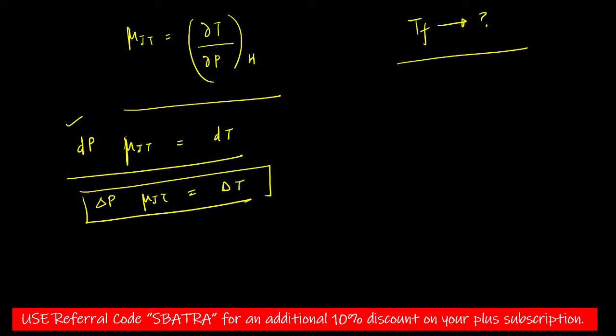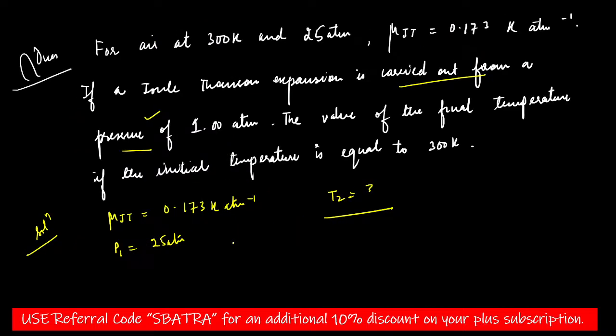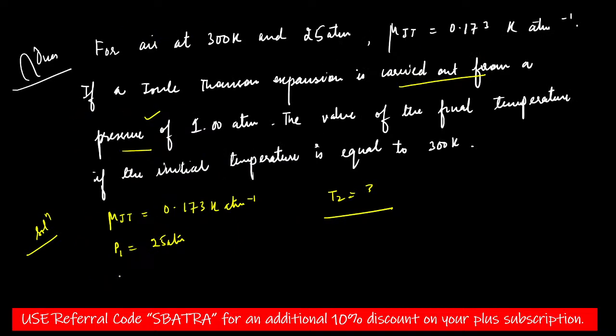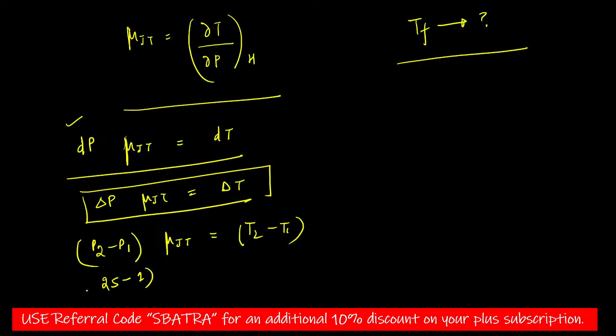So now let's solve this question. What is delta P? Delta P is nothing but P2 minus P1, multiplied by the Joule-Thomson coefficient, and this is equal to T2 minus T1. What is the value of P2? The pressure of air is going to be your external pressure, so pressure of air is 25 atm. So this is going to be your P2, 25, minus the pressure at which we are performing this experiment, which is 1 atm. So 25 minus 1 is your pressure change, into the Joule-Thomson coefficient. The value is 0.173 Kelvin ATM inverse. This equals T2 minus T1. We have to find T2 minus T1.